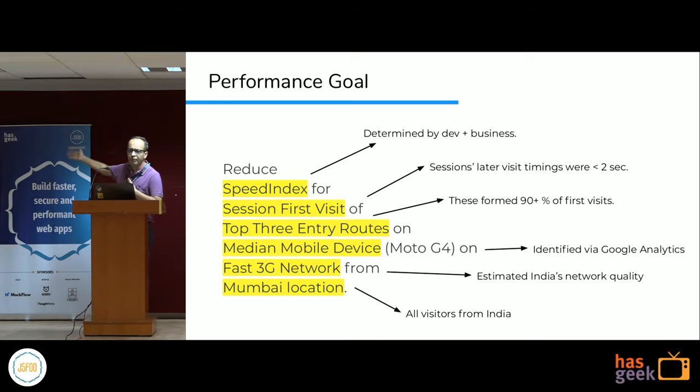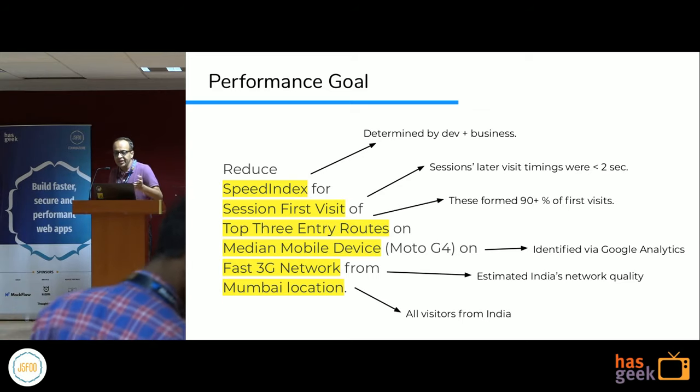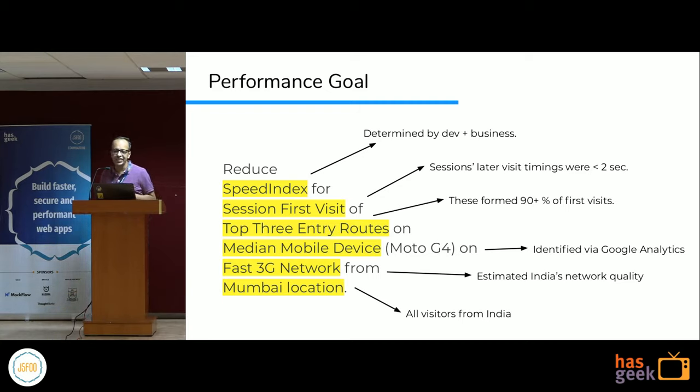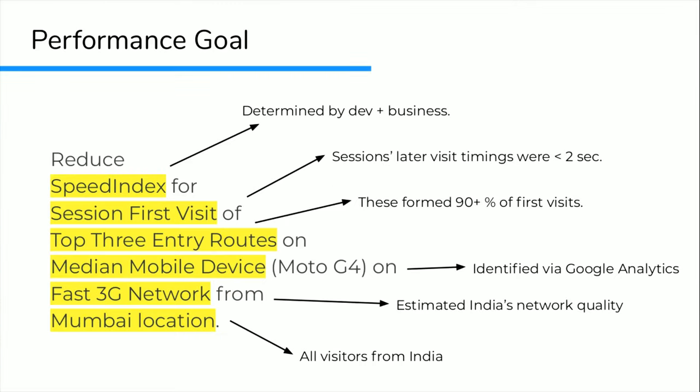And why did we pick these? So, this gives an idea of why we picked these specific things. Speed index: this was essentially a discussion between dev and business as to what is the single metric that matters the most. This wasn't the only metric that we cared about, but this was the topmost. We'll look at another that we looked at later.